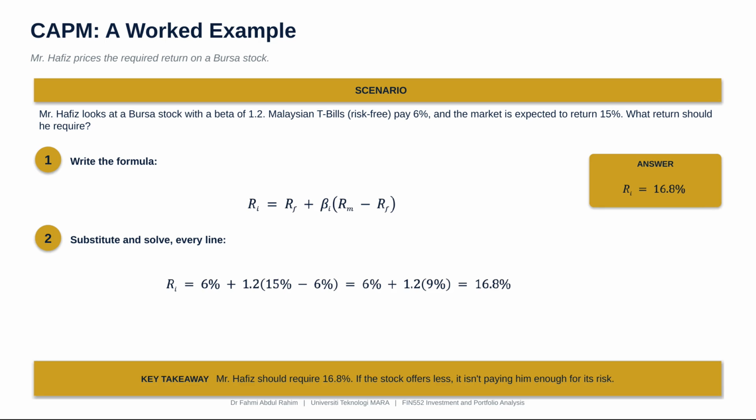And here is the practical meaning. In the takeaway, 16.8% is the fair return for this stock's level of risk. So if the stock is only offering, say 14%, then it is not paying Mr. Hafiz enough for the risk he would be taking, and he should not buy it. We will turn this exact comparison into a buy or sell rule later. First, let us be honest about the assumptions CAPM relies on.